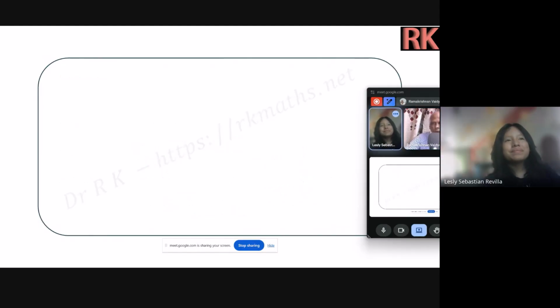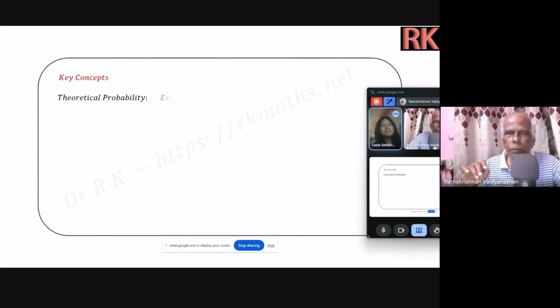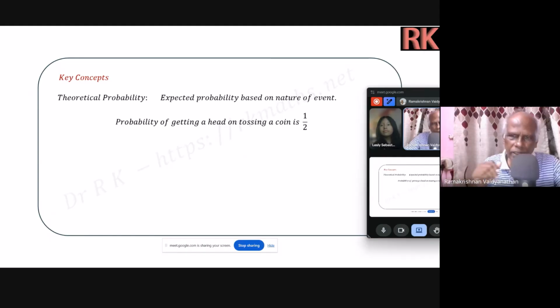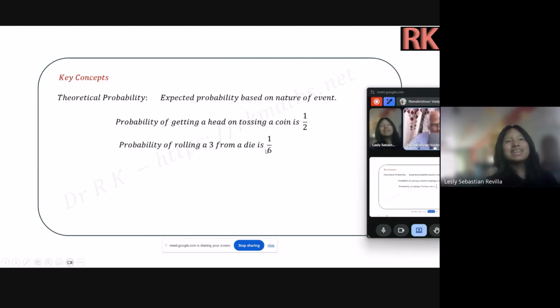Now, theoretical probability. Theoretical probability is expected probability based on the nature of the event. Based on the nature of the event means what? When you toss a coin, the nature means it has got only two faces. Therefore, it can fall either head or tail. That is called the nature of the event. Probability of getting a head on tossing a coin is 1 by 2. Probability of rolling a 3 from a die is 1 by 6. Have you understood this?